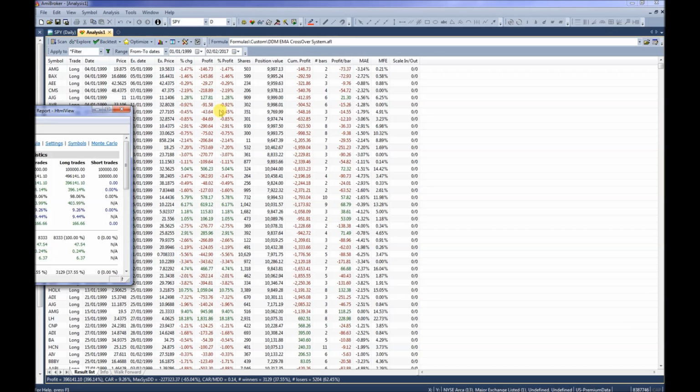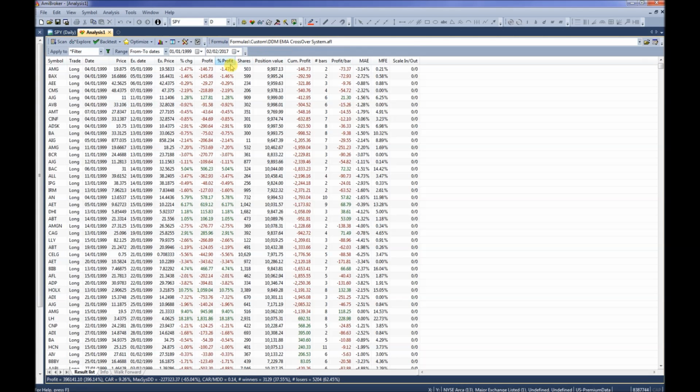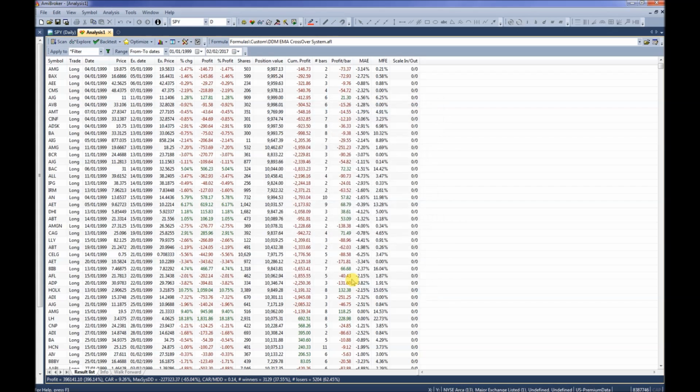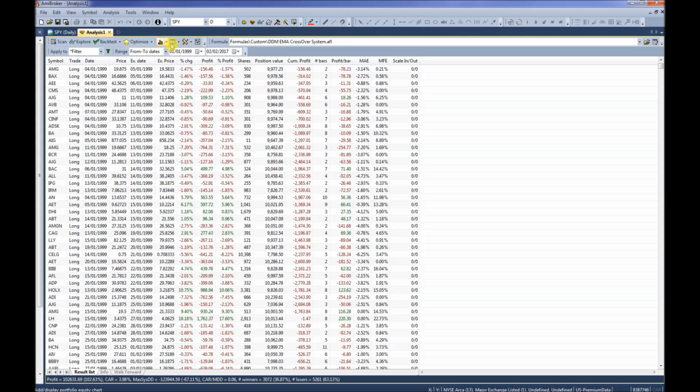Now, there's definitely something wrong here because my transaction costs are only $166. That doesn't really make sense. So let me see what might be wrong here. Oh, minimum shares is 1. Oh, it's per trade. I'm sorry, I did this incorrectly. It should be a penny per share or contract. Okay, so let's rerun this backtest again, and let's take a look at what the report looks like.